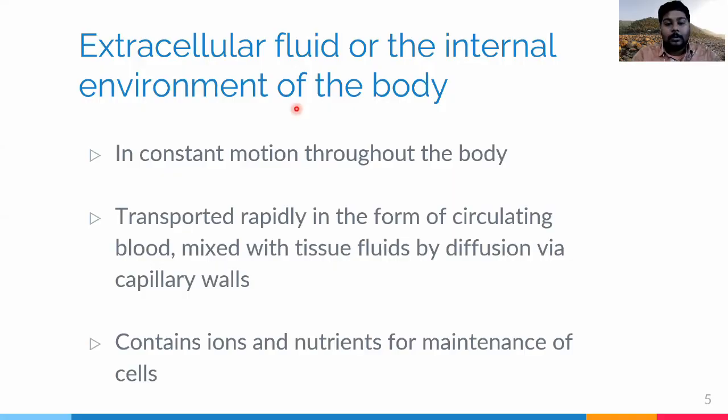So, continuing further on extracellular fluid, or the internal environment of the body. The extracellular fluid is in constant motion throughout the body. It is transported rapidly in the form of circulating blood mixed with tissue fluids via capillary walls. Capillary walls are very fine structures or membranes through which much of the fluid as well as many molecules can pass. This helps in rapid diffusion through the capillary walls and mixing of the entire extracellular fluid. Finally, extracellular fluid contains various ions as well as nutrients for maintenance of the various cells. Since extracellular fluid essentially covers all of the tissues and cells in the body, it is known as the internal environment of the body.